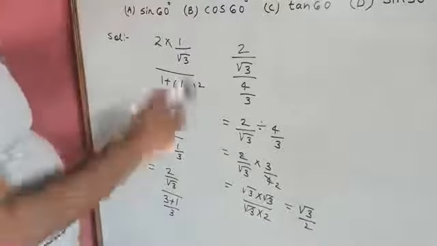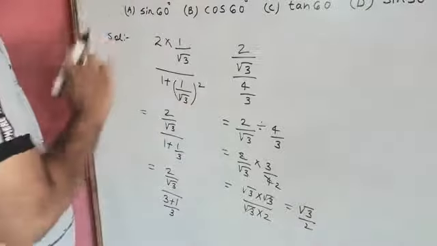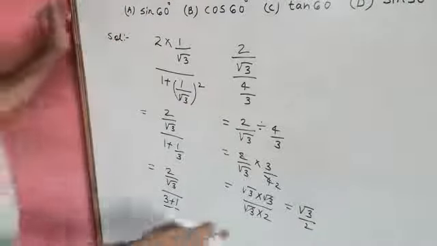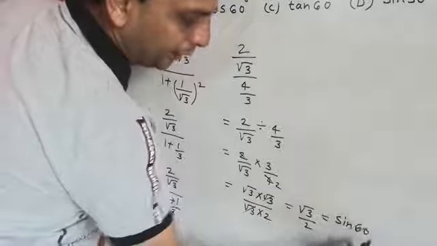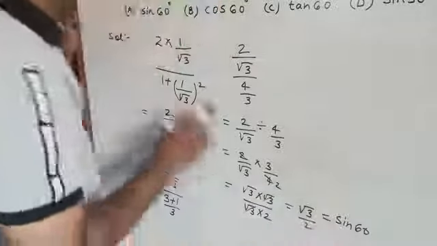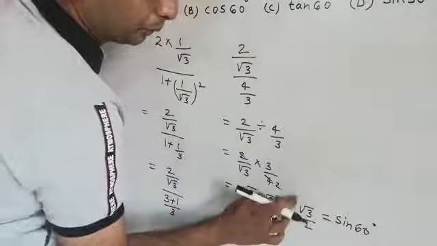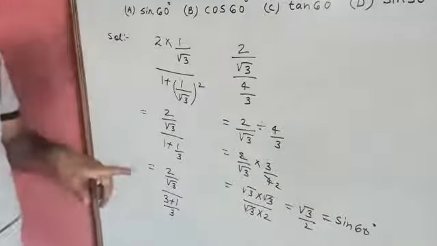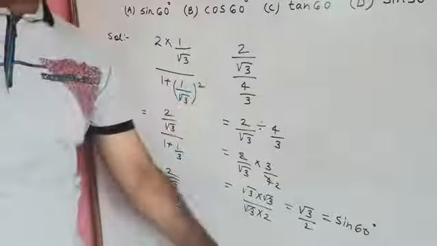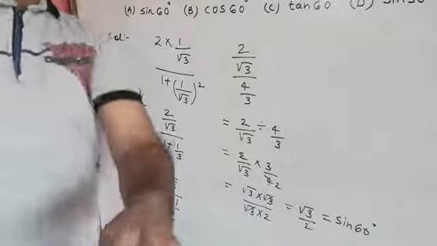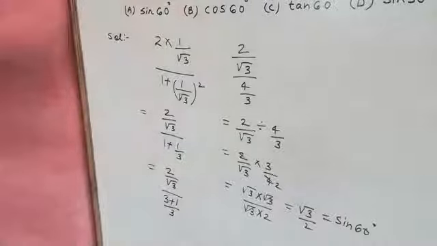Root 3 upon 2 is the value of sin 60 degree. Sin 60 degree is the answer for this first question, because root 3 upon 2 is the value of sin 60 degree. So the answer is sin 60 degree. Now this first question gets completed. Now we solve the next question.